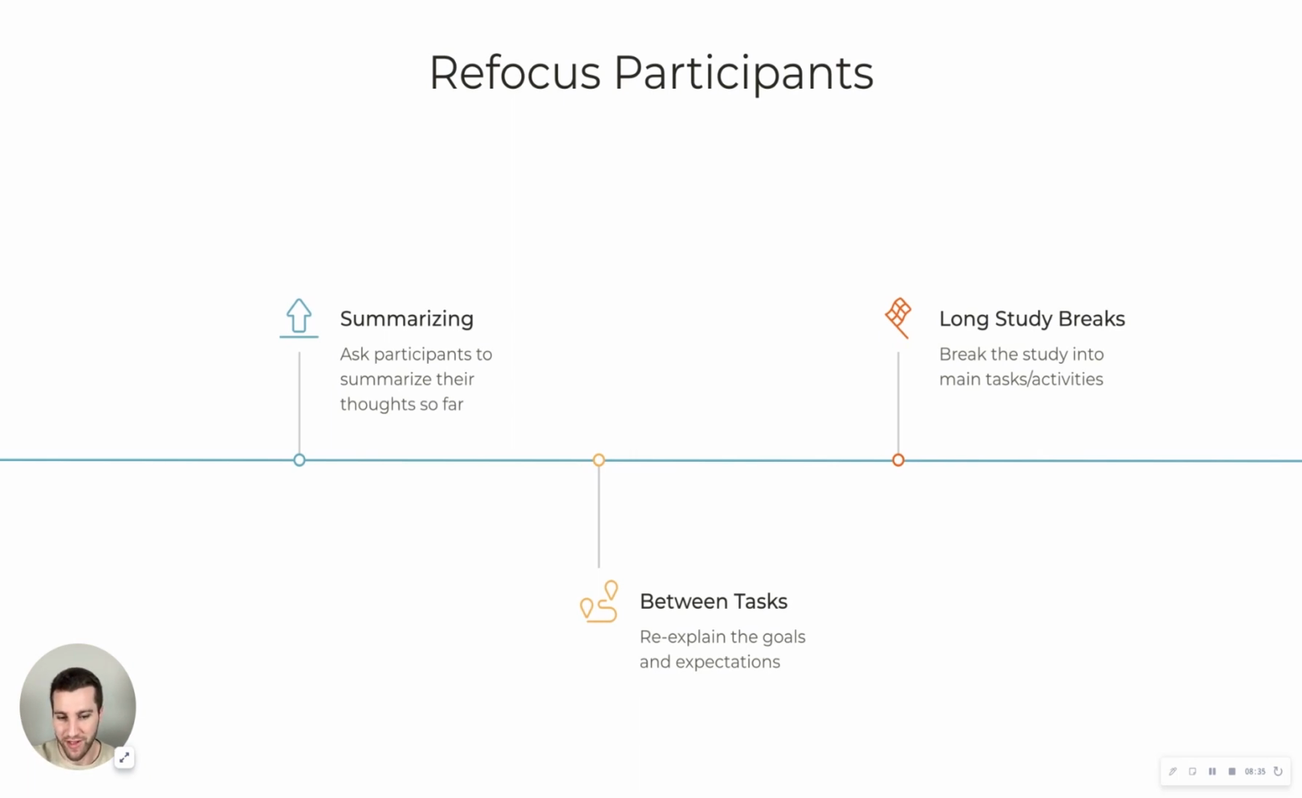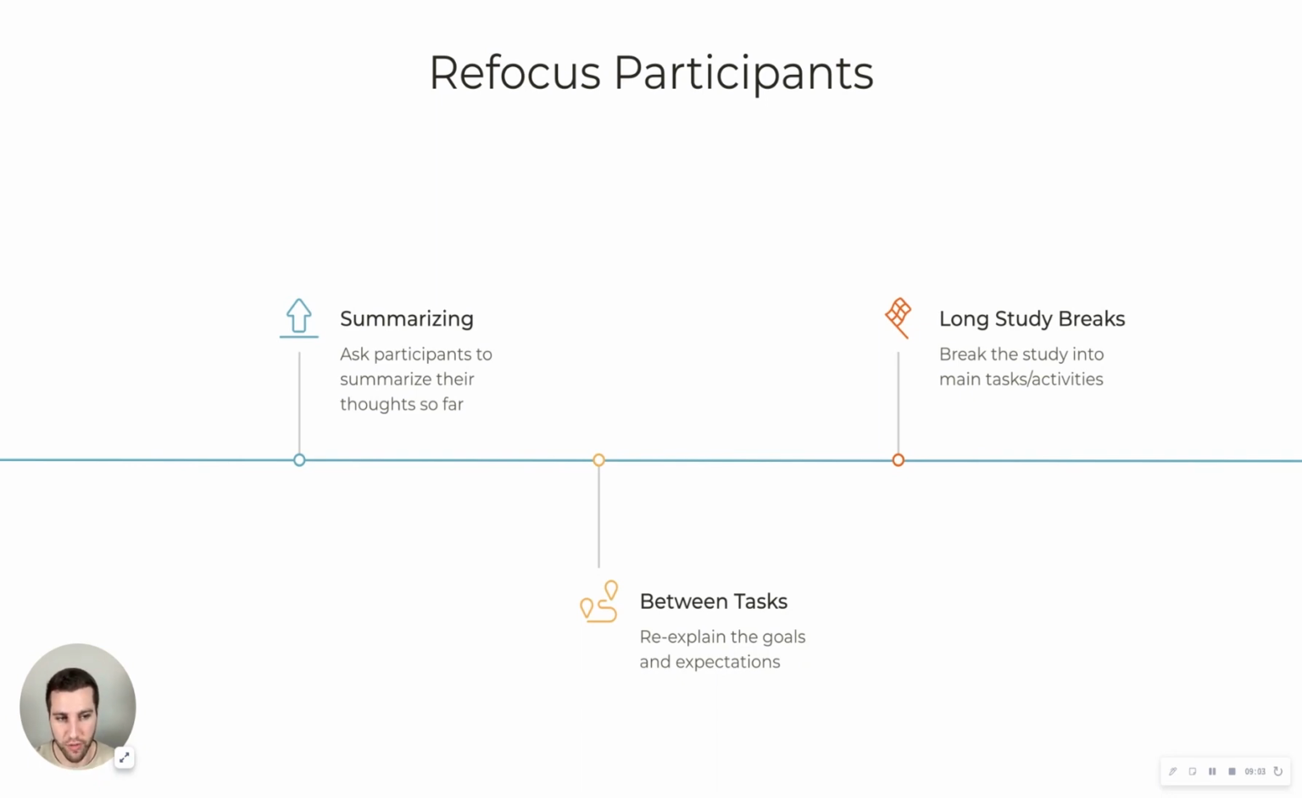Next one I call between tasks. Very easy here. Just re-explain the goals and the expectations for the participants throughout the study. Again, as they go through, they'll get into that flow state and they may forget about what you had explained earlier. So don't just rely on your first activity or first instructions that the participant's going to remember that. We want to re-explain the goals and expectations throughout the study. You can always repeat yourself, so don't worry about that.